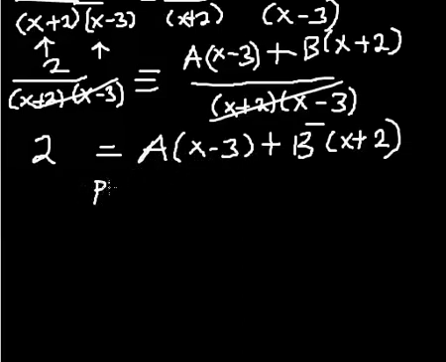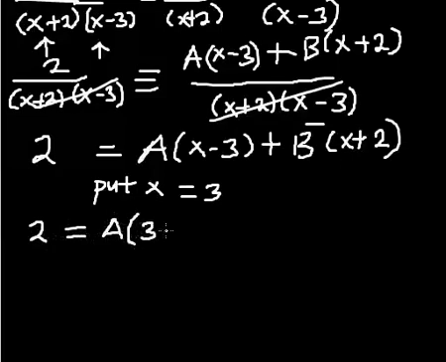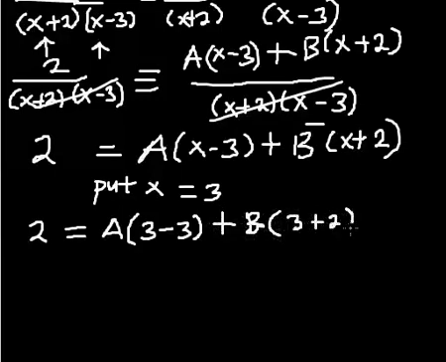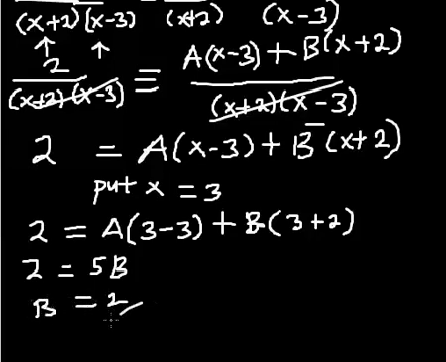I have to put x equal to 3, because if x is equal to 3, 3 minus 3 is 0. So any place I see x, I put 3. I'm going to have 2 is equal to a times (3 minus 3), then plus b times (3 plus 2). So 3 minus 3 is 0, 0 times a is 0. So a has been eliminated, and I have 5b. Invariably, b is equal to 2 all over 5.